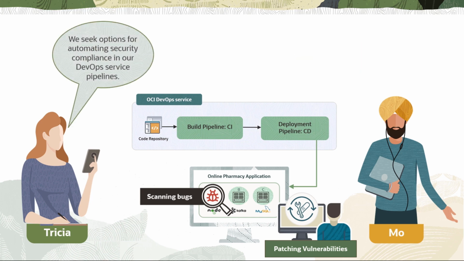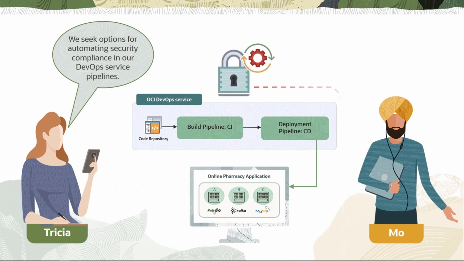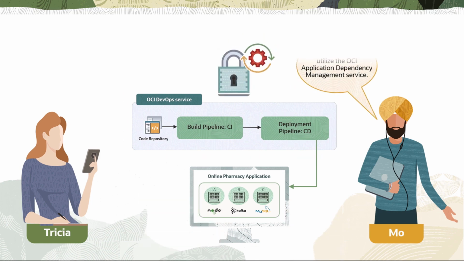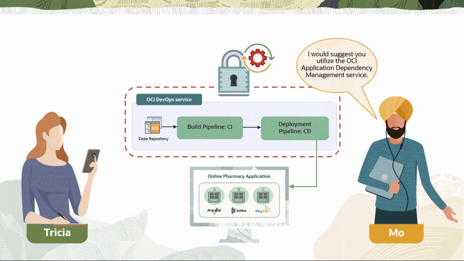Trisha realized that they need to find a way to automate security compliance in their DevOps service pipelines. They discussed several options, and finally, Mo suggested utilizing the OCI application dependency management service. Now, before we get into the specifics of what the OCI application dependency management service does, for a better understanding, let's go over a few key concepts and terminology.